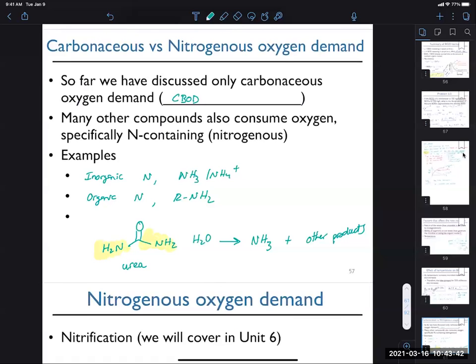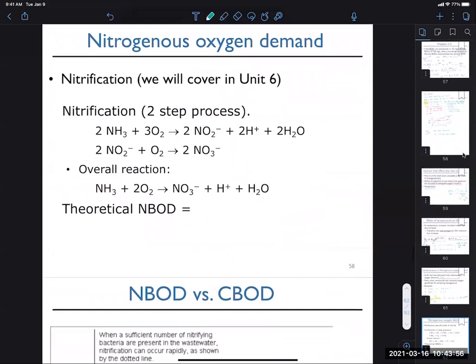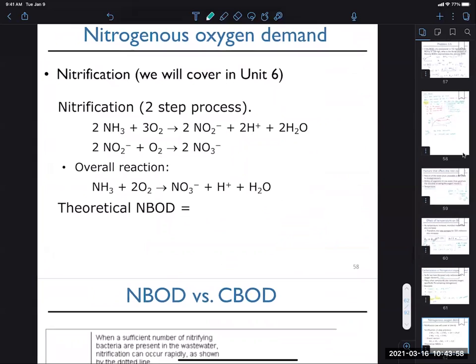All right, so there is certainly a source of nitrogen in wastewater, and this is actually one of the things we really need to remove because nitrogen is a nutrient. It's something that we limit in wastewater discharge. We'll cover this more in Unit 6 within engineered systems. This includes nitrification, denitrification. The overall reaction steps are shown here.